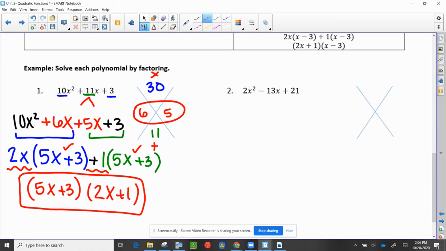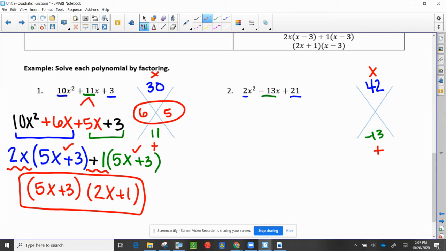Okay, let's do another one, and we're just going to go through number 2. So in number 2, I'm going to take my first term times my last term. So 2 times 21, and that goes in the top of my x, so 42. In the middle, we have -13. So we're going to have to play with our signs here because it's going to be a little tricky. We need numbers that multiply to positive 42, but add to a -13.